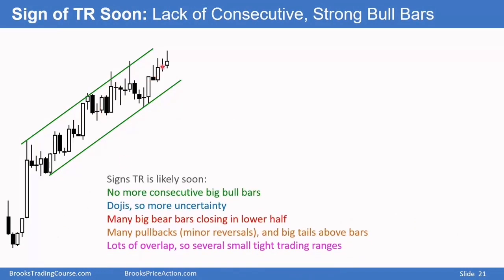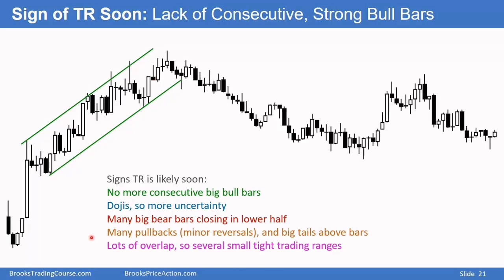Not a lot of consecutive big bull trend bars, especially later into the trend. We have a pair here, but then you start getting bear bars after bull bars. Bull bar, small follow through, then a couple bear bars. Bull bar doji. Bull bar, but big tail on top. This is looking like a bull leg in what will become a trading range. Many pullbacks, minor reversals, tails on the tops of bars, lots of overlap, small tight trading ranges. This does not look like the start of a big bull trend. It looks like a bull trend that will soon evolve into a trading range.